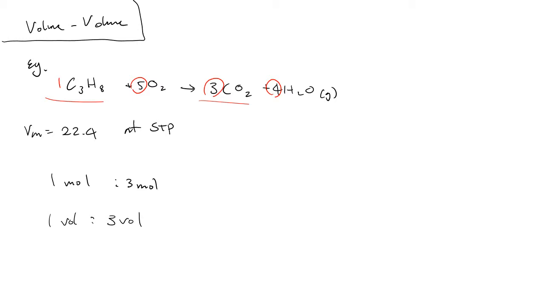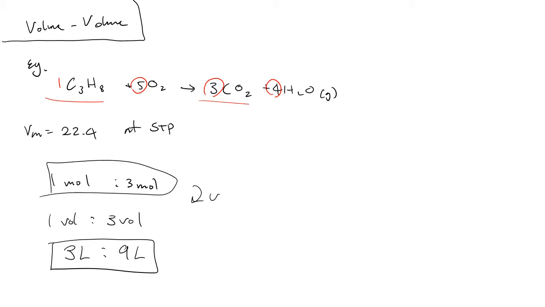So if we had 3 liters of propane, then 3 liters of propane will produce 9 liters of carbon dioxide. This saves us the step of going from moles to volume. By using this volume to volume stoichiometry, we can go straight to the answer, which is much more efficient.